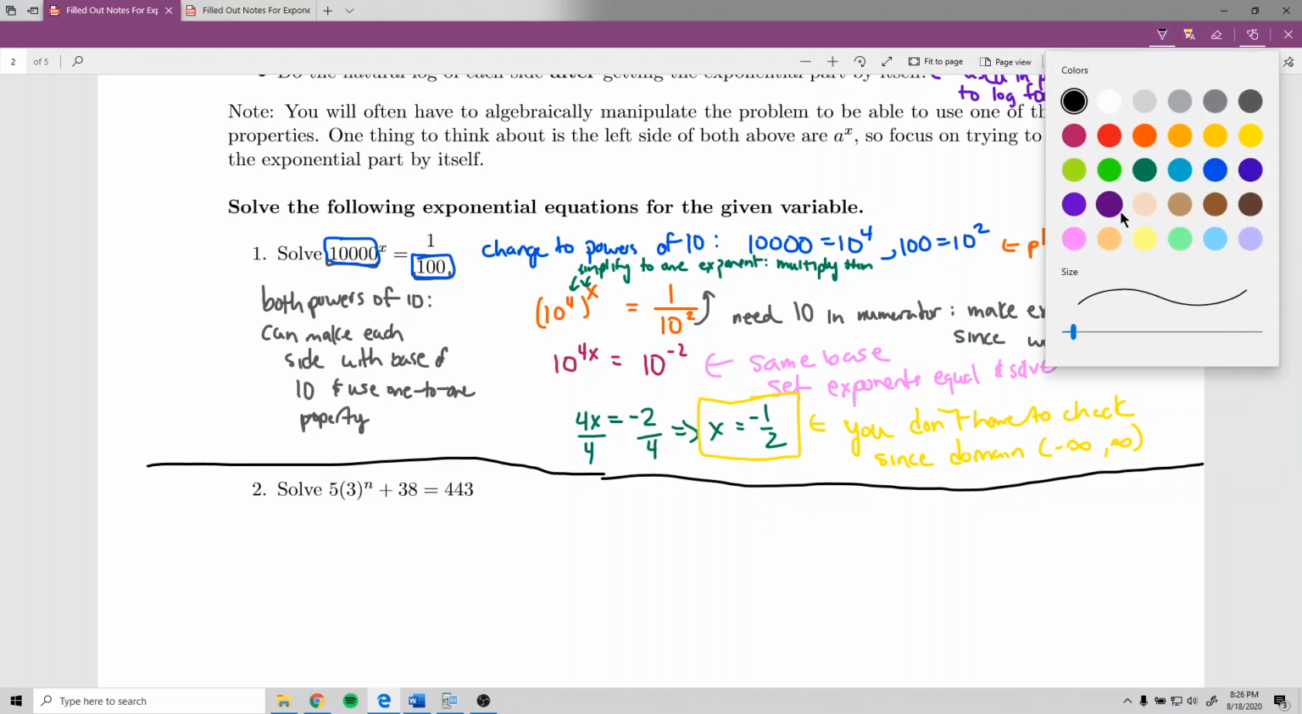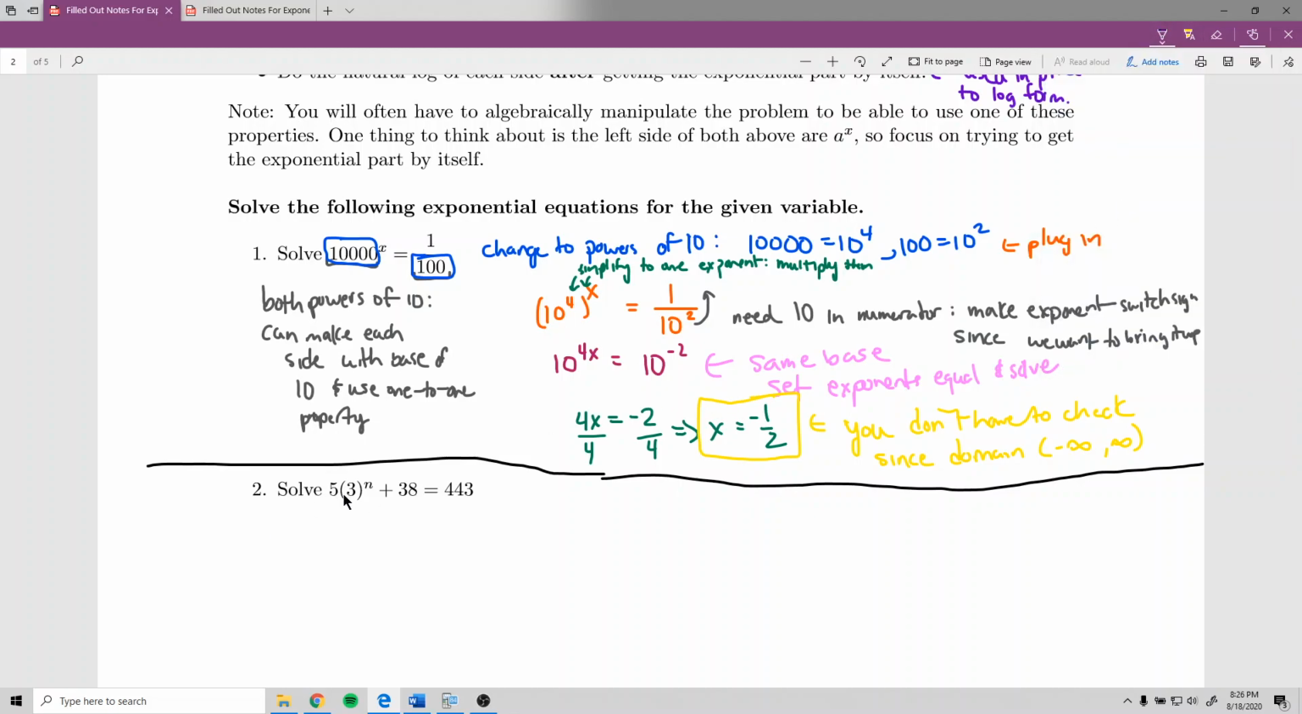All right, so the next one, solve 5 times 3 to the n power plus 38 equals 443. Now we mentioned this before very briefly, but something like this, 5 times 3 to the n, is simplified. You cannot make this 15 to the n because only 3 is being raised to the n power.